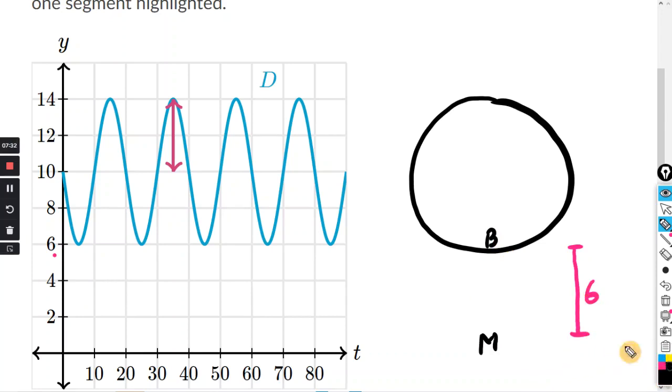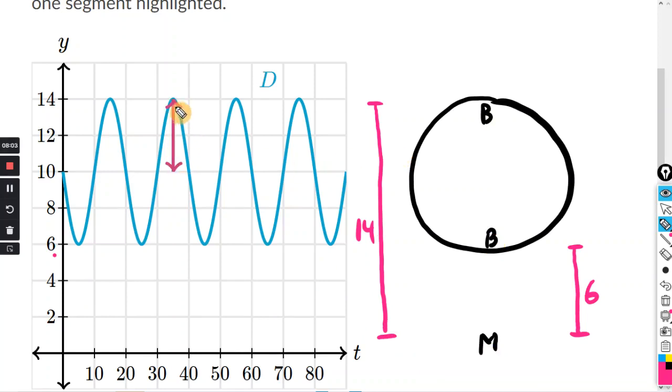All right, and when the brother is furthest away on the other side of the carousel, the distance between Macy and her brother is farthest away, and that distance is going to be 14. All right, so the closest they are is 6 meters, and the farthest apart they are is going to be 14 meters. So what's this distance right here, the amplitude?